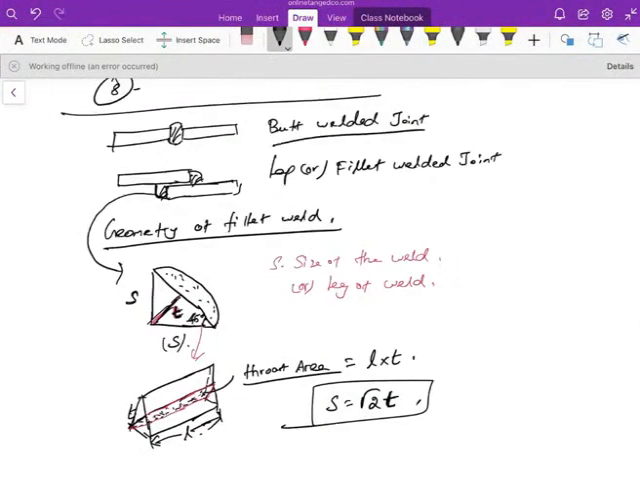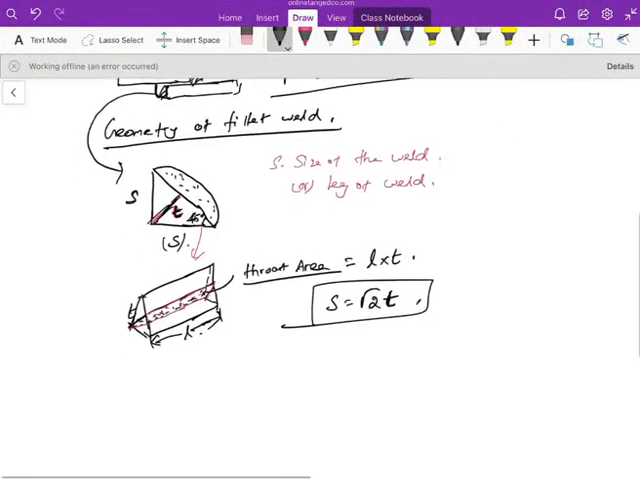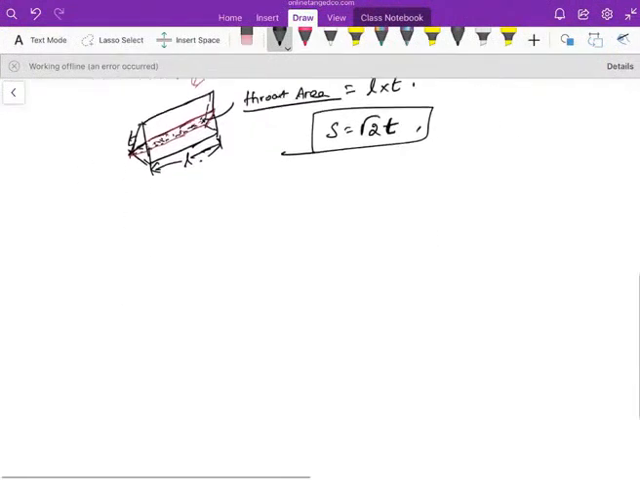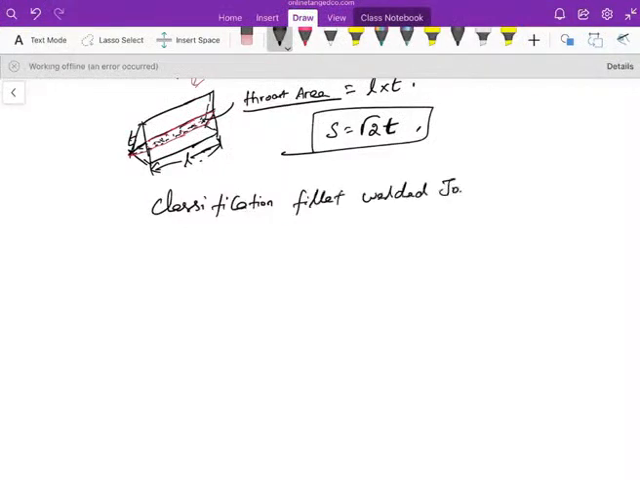Now you know about the geometry of welding and types of welding, right? These are the types: butt welding and fillet welding, and we know about the geometry also. Let's do the classification of fillet welded joints. Okay, different classifications of fillet welded joints. One is nothing but the transverse fillet welded joint.